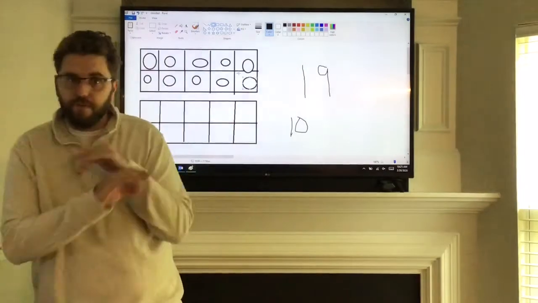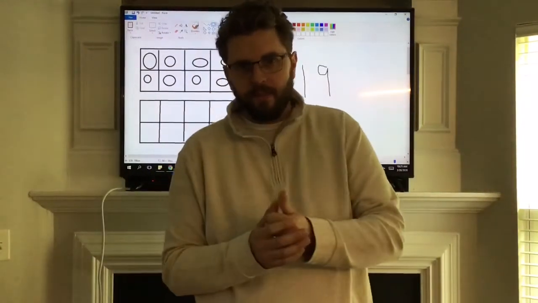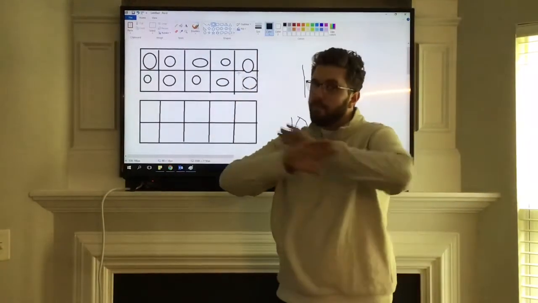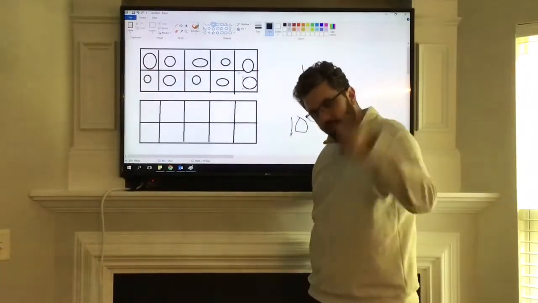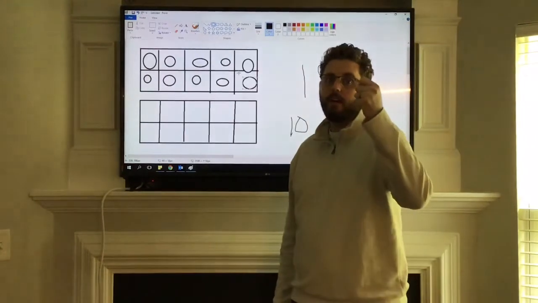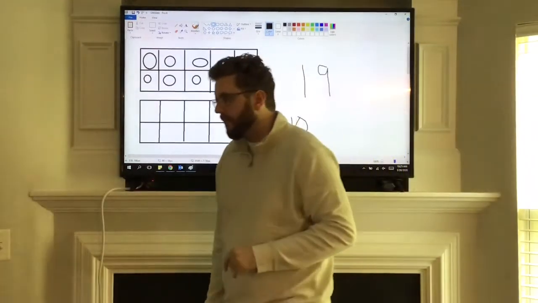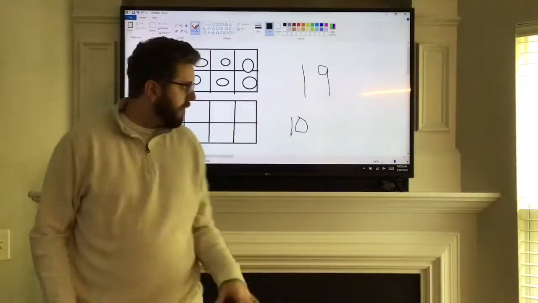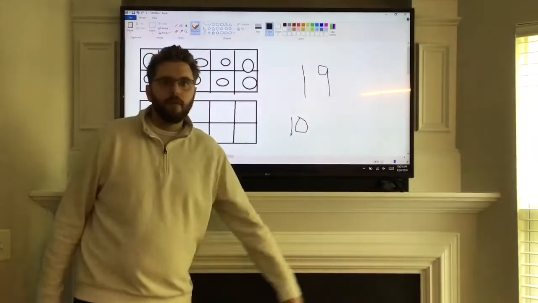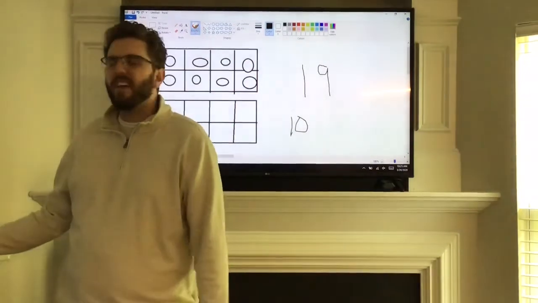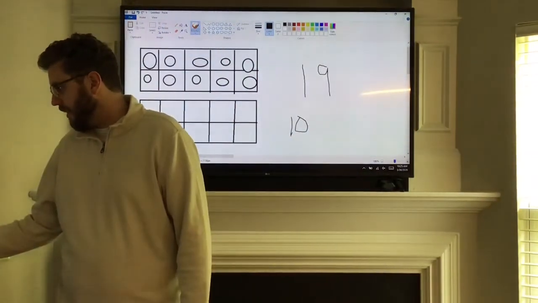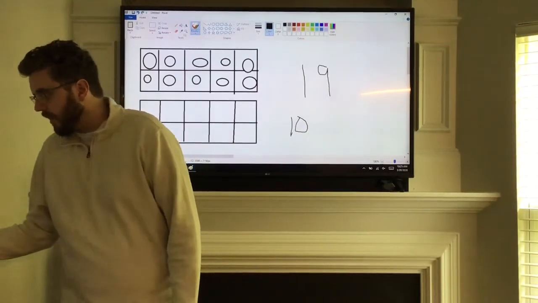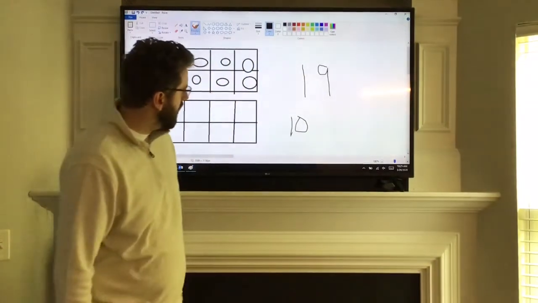And when my 10 frame's full, I have how many? 10. Every single time. If you see a 10 frame and it's completely full, it will always be 10. And so we know that that 1 means 10, so that's our first part. Now what's our second part? 9. Very good.